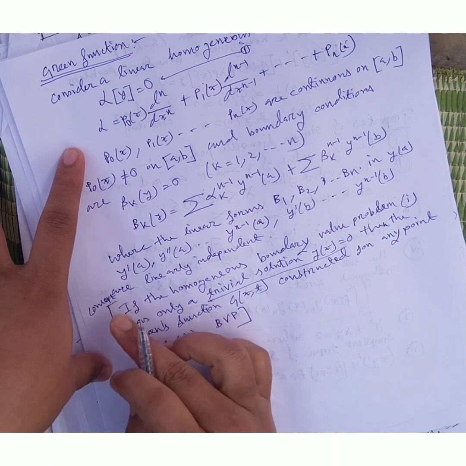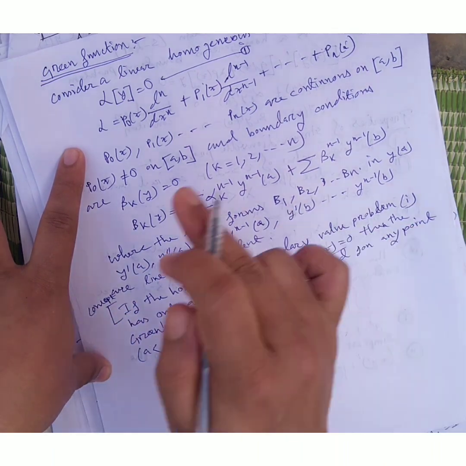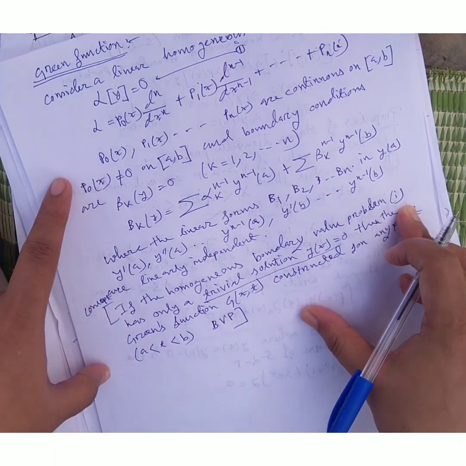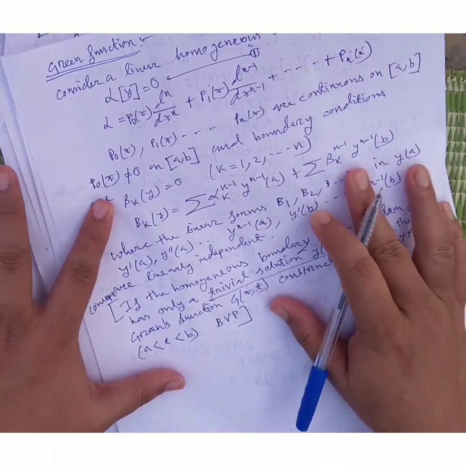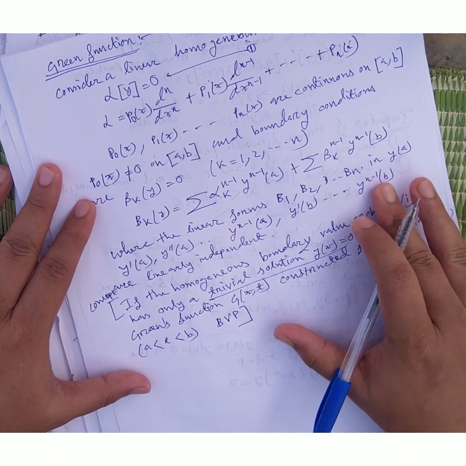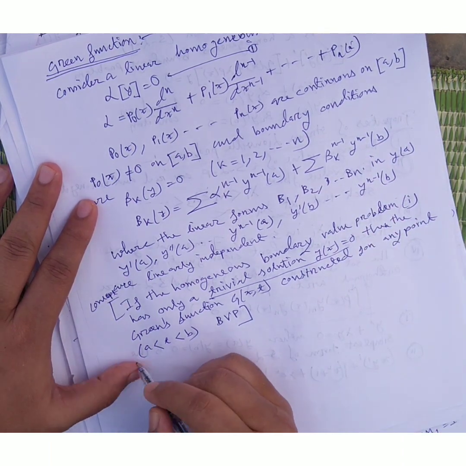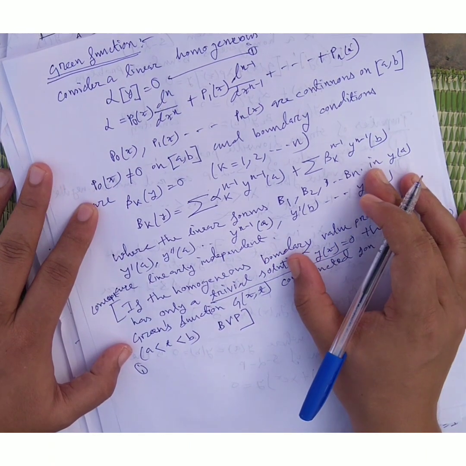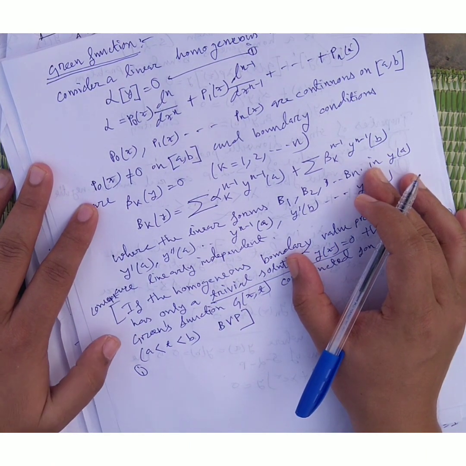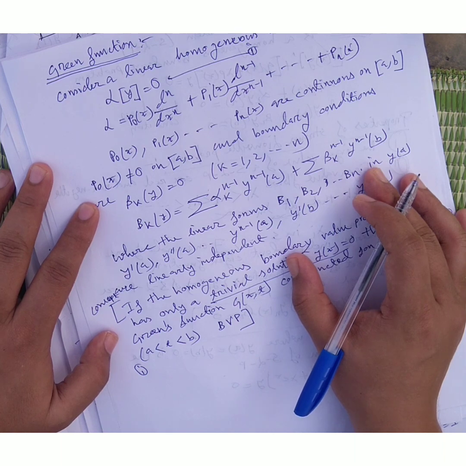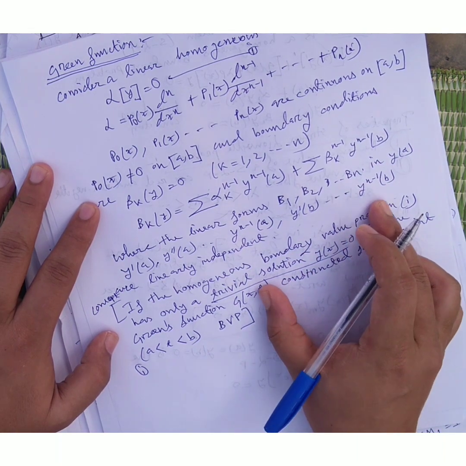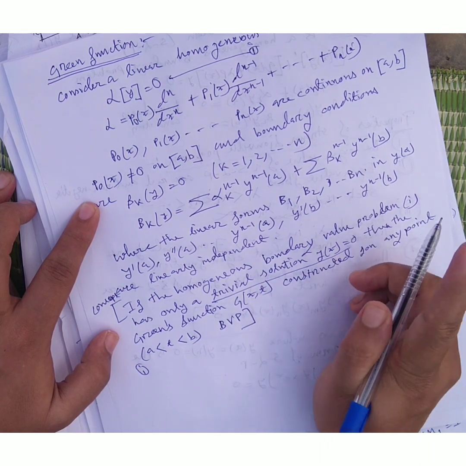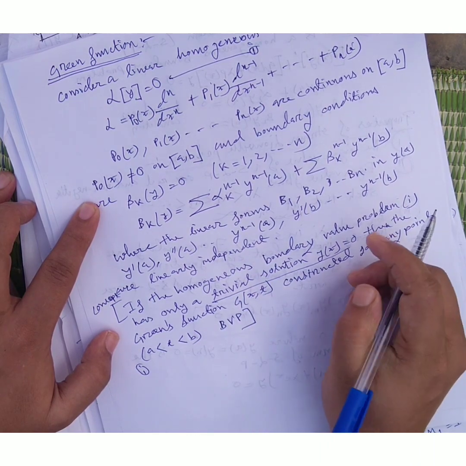This is the main concept, friends. Green function exists when the trivial solution exists. If the trivial solution does not exist, then the Green function does not exist. Yeah, this is the main concept. If you understand, then this is a question a lot of universities ask: determine whether the Green function exists or not. Then you have to show that this problem has only a trivial solution. Then the Green function exists.